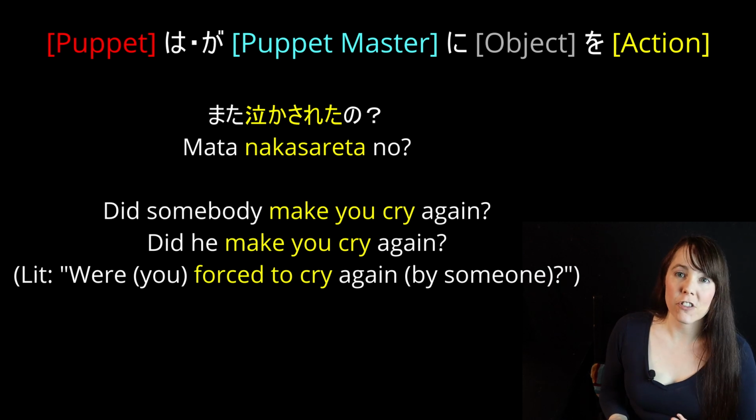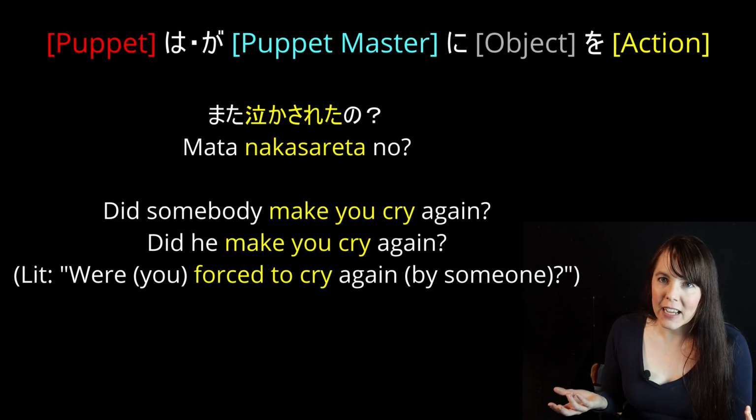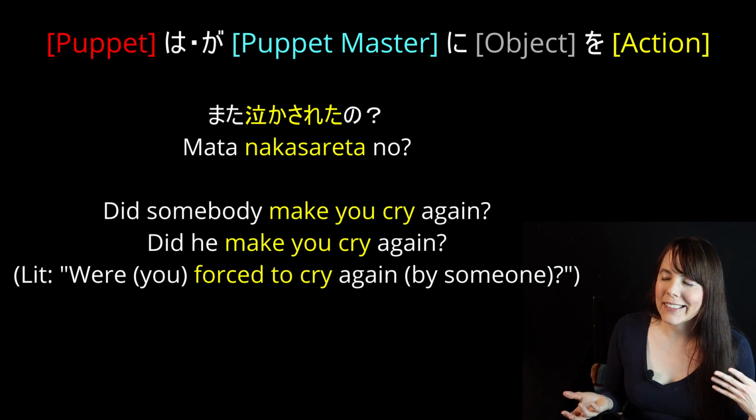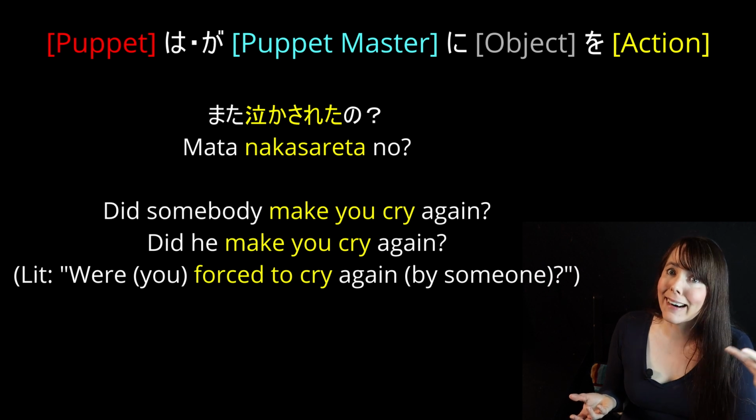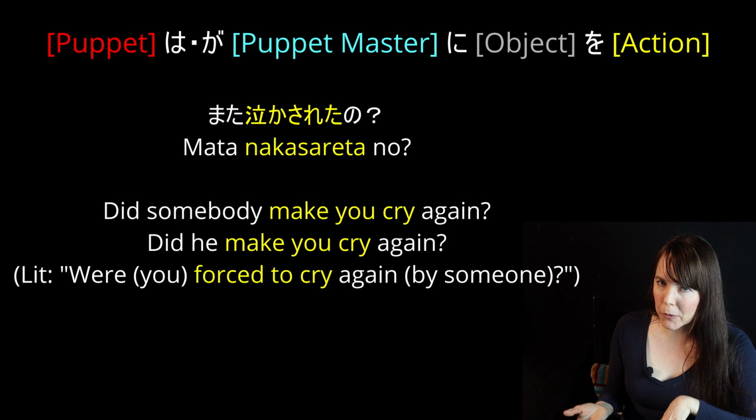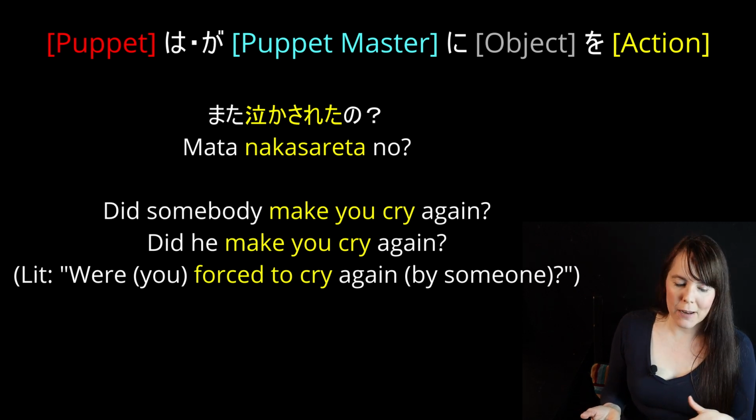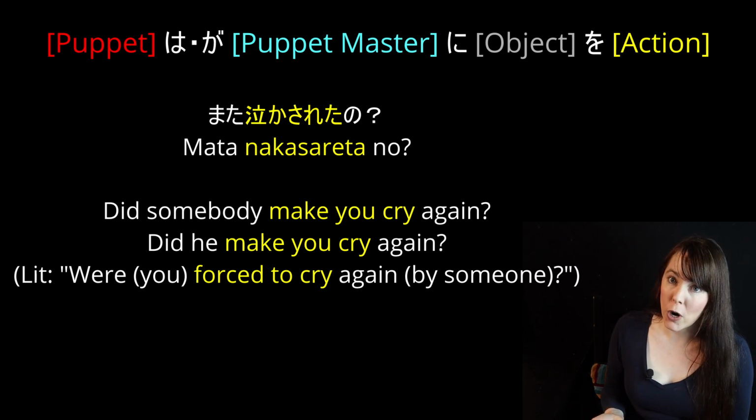So, possible translations of this really would depend on context, but it could be, did somebody make you cry again? Or if my friend asks me this question and she's saying mata, again, so she knows that it's happened before, so she probably knows how it was caused before. So she might be really asking, did he make you cry again?